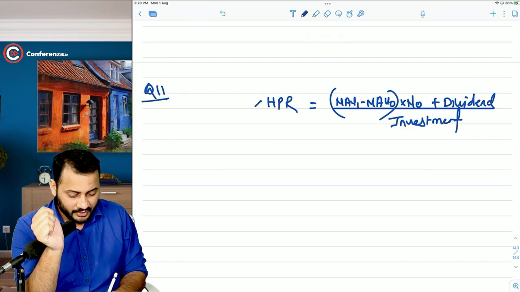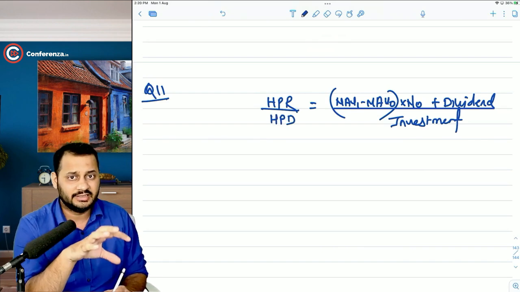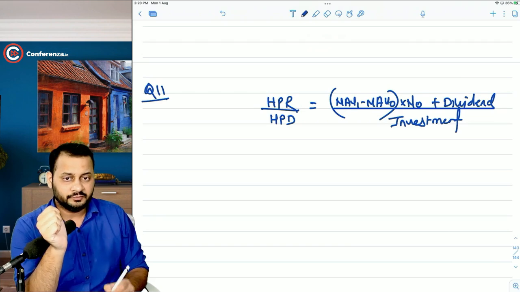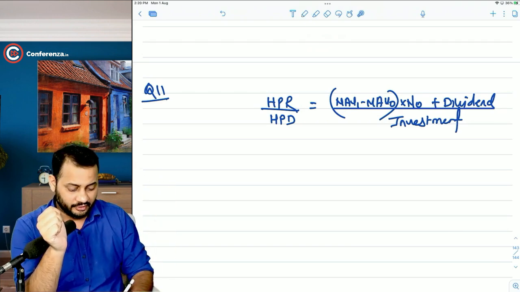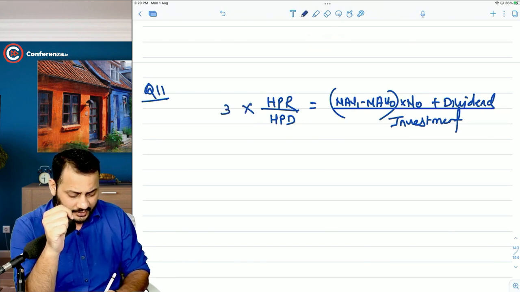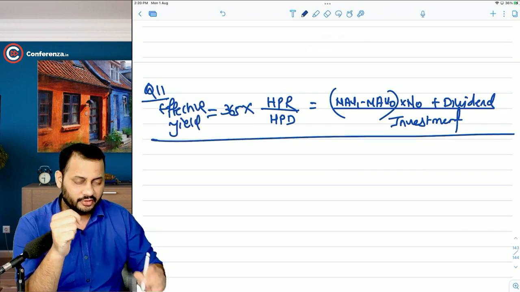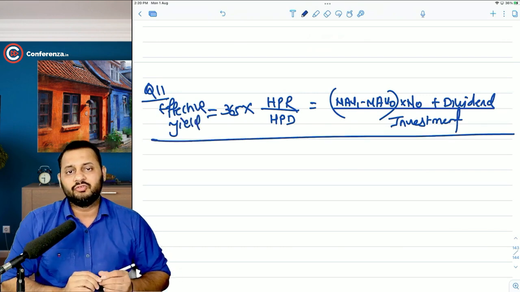Okay, when you have this holding period return, first what are you going to do? You are going to divide this by holding period days, for the days that you have held these units. That will convert your return into per day return, and then you multiply it by 365 and you will get the annual return, or we can say effective yield. That's it. This is going to be your formula, but they have not used it on a formula basis.